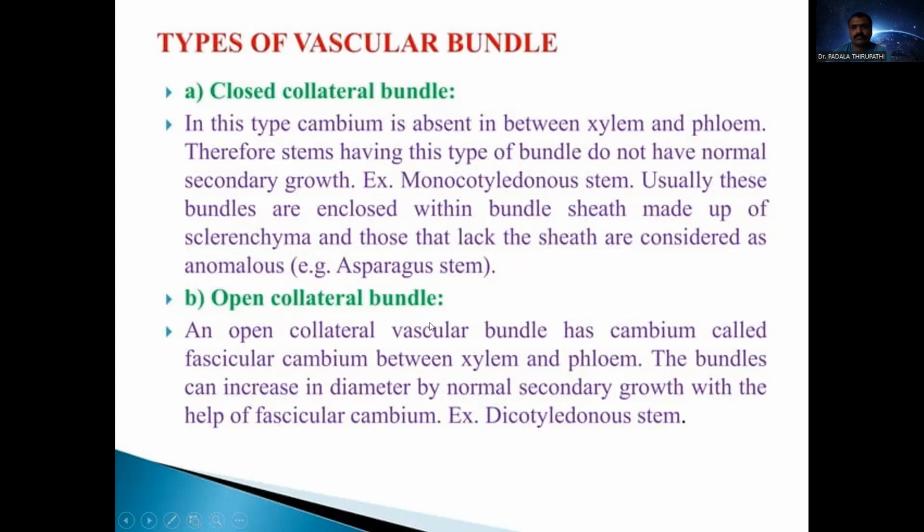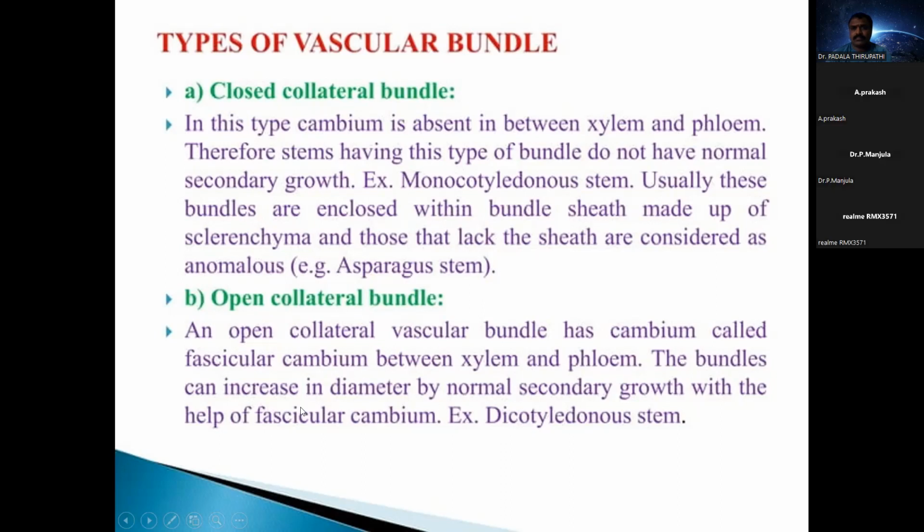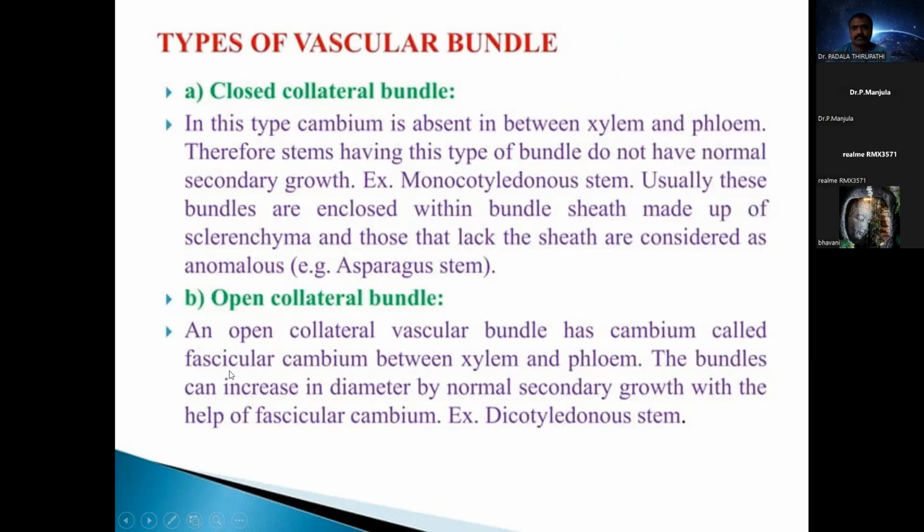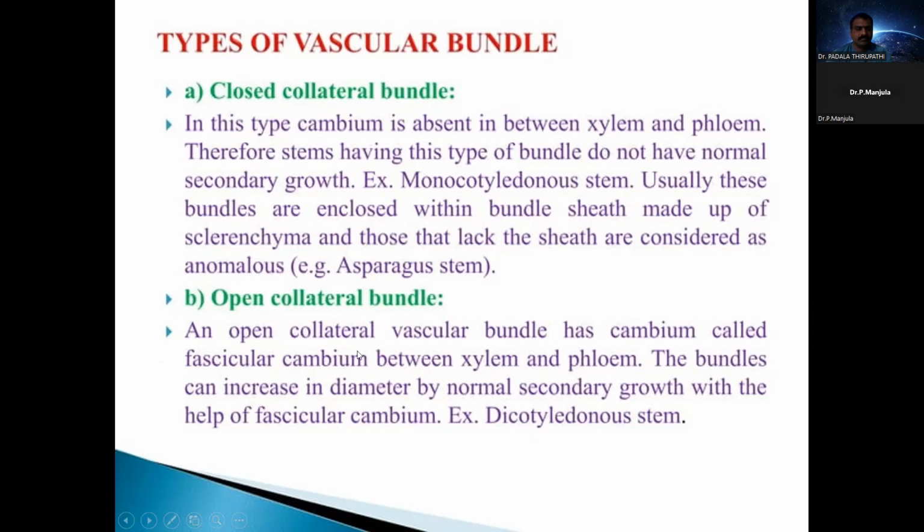The next one is the open collateral vascular bundle. Open means the cambium is present between the xylem and phloem. If the cambium is present, secondary growth will take place. The bundles can increase in diameter by normal secondary growth with the help of the fascicular cambium. Another name is fascicular cambium, again interfascicular and intrafascicular. Intra, I-N-T-R-A, means the cambium which is present between the xylem and phloem. Whereas inter, I-N-T-E-R, means between the two vascular bundles.